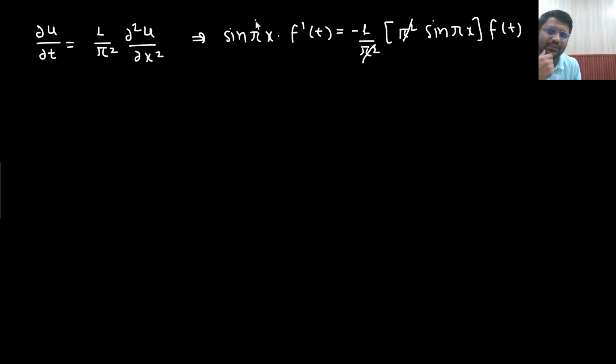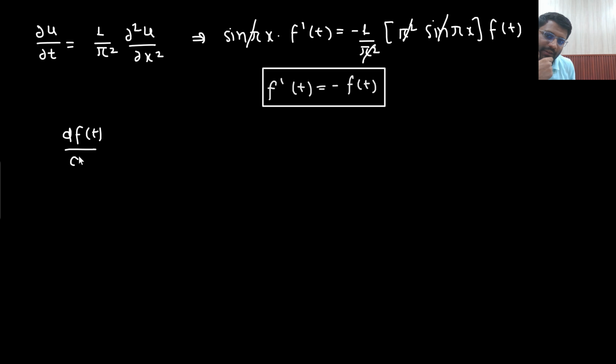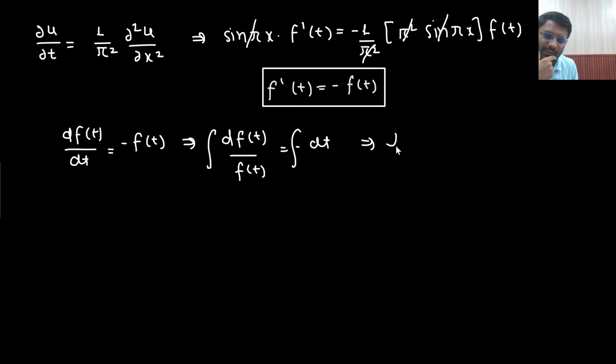Now what will happen, sir? Pi square is getting cancelled out, sin pi x is getting cancelled out. What you are getting, sir? F dash t is coming out to be equal to minus f of t. So from here, one more relation we have got, that f dash t is equal to minus f of t. What does that mean? That means d of f t divided by dt equals to minus f of t. Right? So from here, d of f t divided by f t equals to minus of dt. Both sides you integrate. So ln of f t equals to minus of t plus c.